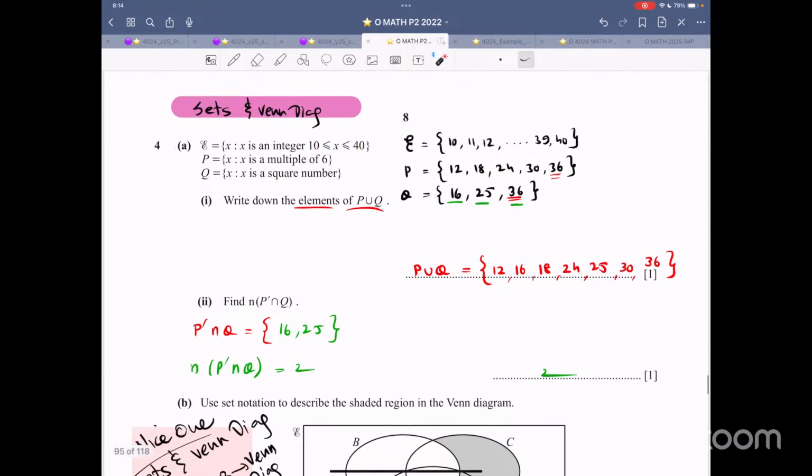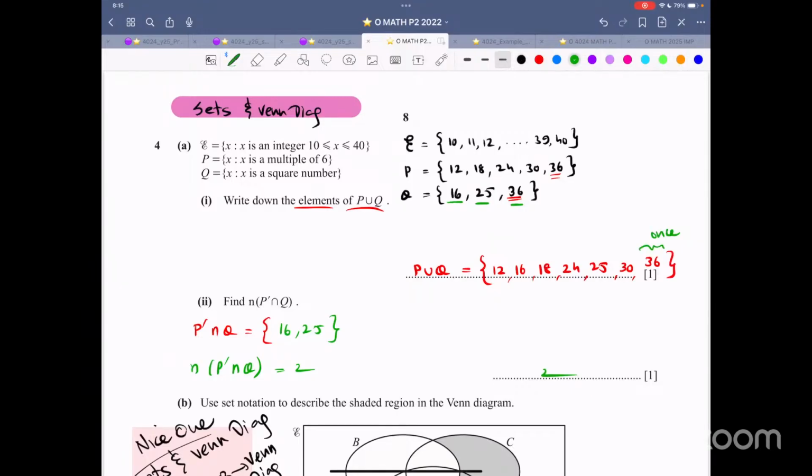Write down the elements of P union Q. So this is P, this is Q. Take all without repetition. So 12 is taken, 16 is taken, 18 is taken, 24, 25 is taken, 30 is taken, 36. We won't write it twice, we just write it once.